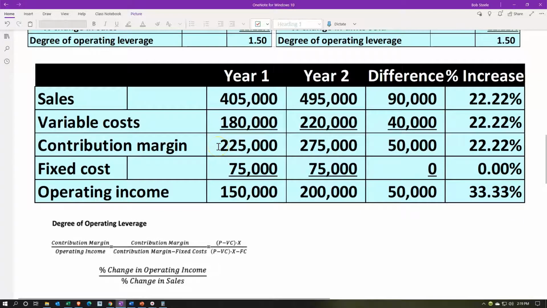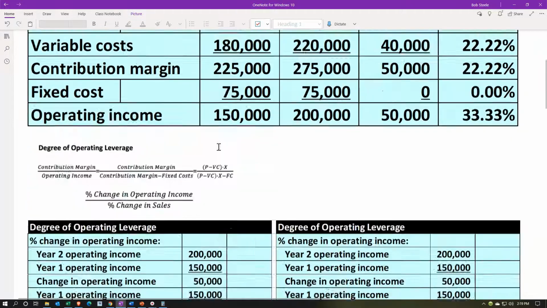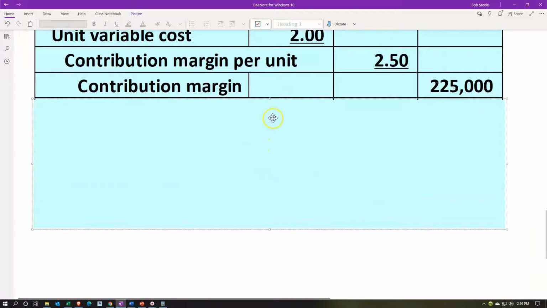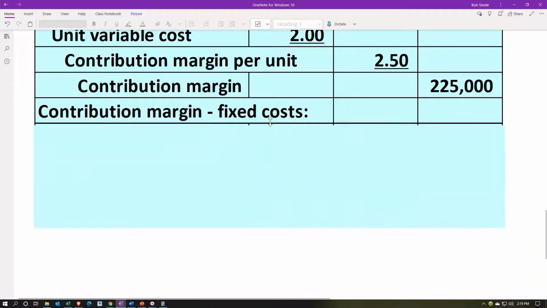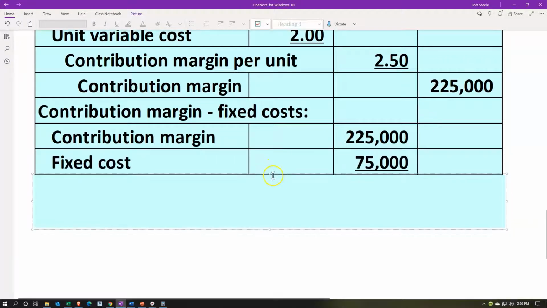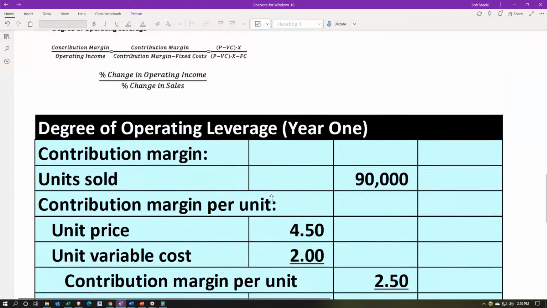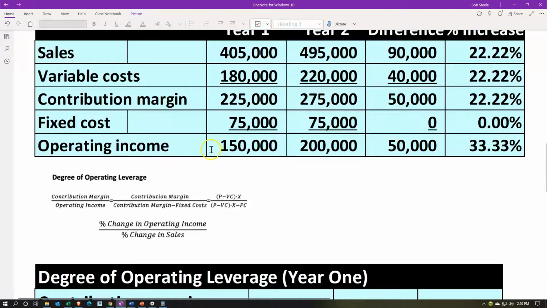Now we could have also got that 225 just here. We could have just calculated it here, the way we have seen in the past, and the data to do so is up top in our data here. So we have the contribution margin, and then we're going to subtract the fixed cost, the 75,000. That's going to give us our contribution margin minus the fixed cost, otherwise known as the operating income. So here's the operating income.